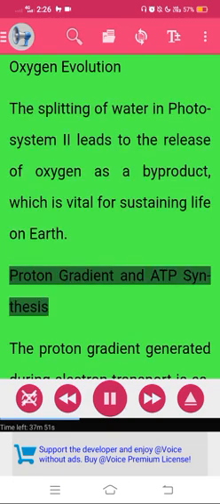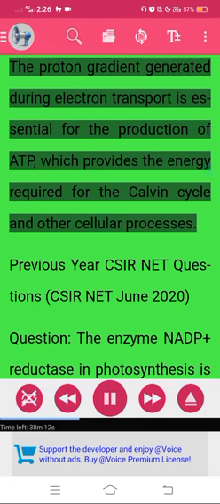Proton gradient and ATP synthesis. The proton gradient generated during electron transport is essential for the production of ATP, which provides the energy required for the Calvin cycle and other cellular processes.